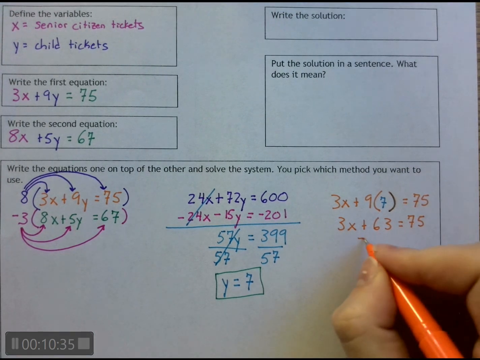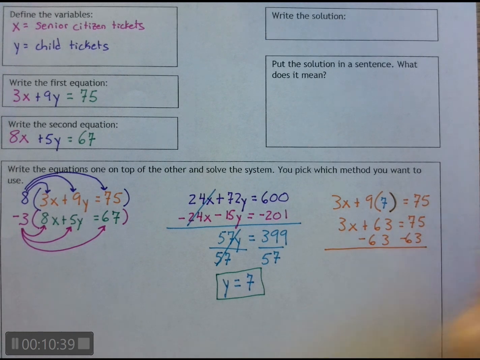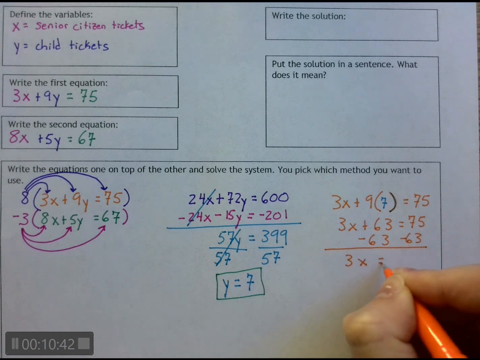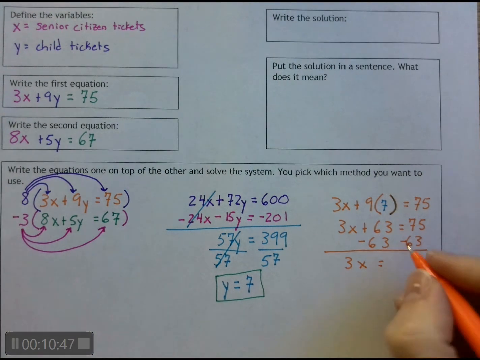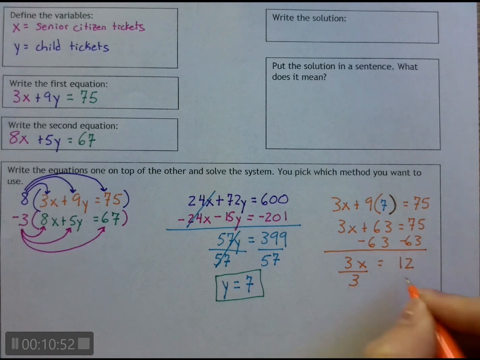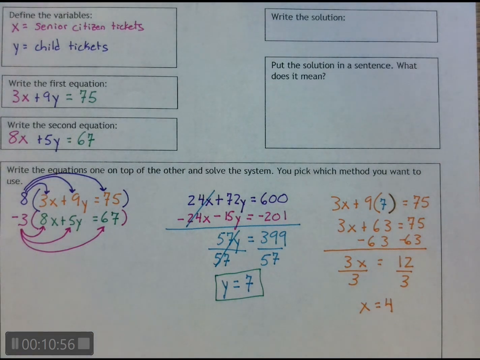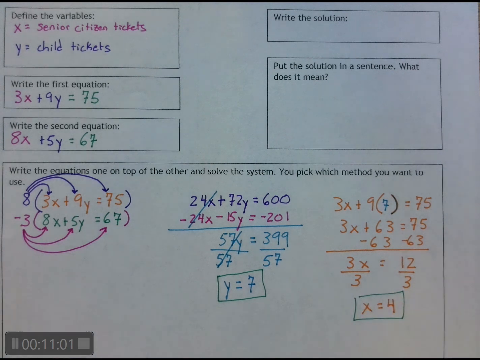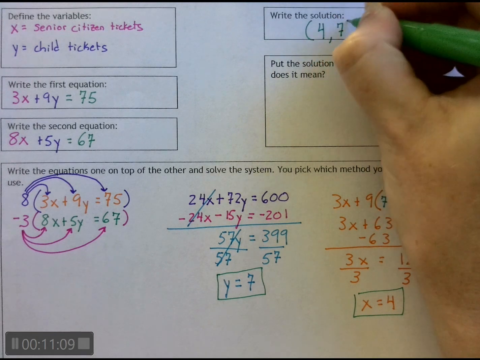We are going to subtract 63 from both sides to get 3x equals 75 minus 63 will give us 12. And then we divide both sides by 3 to get x equals 4. So then our solution is going to be 4, 7.